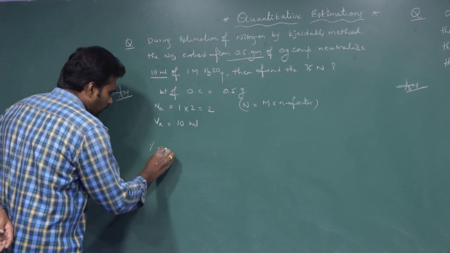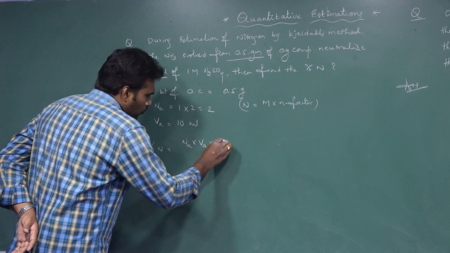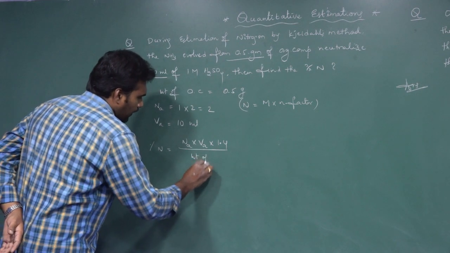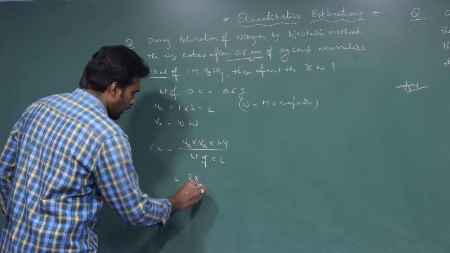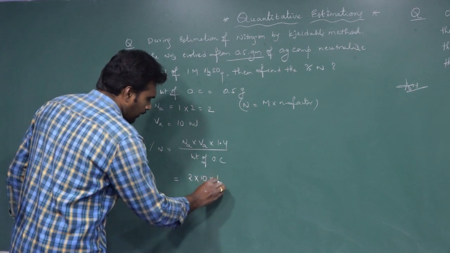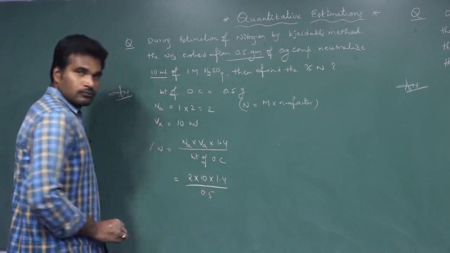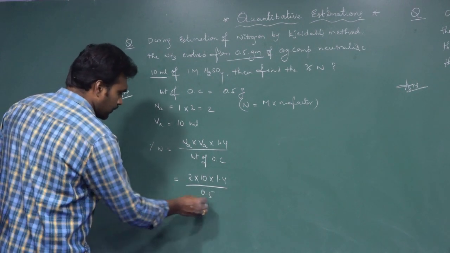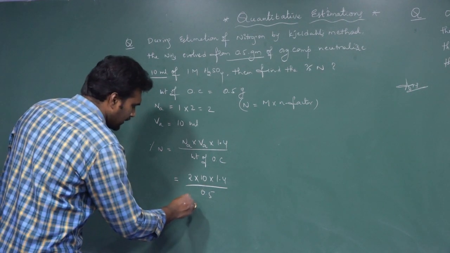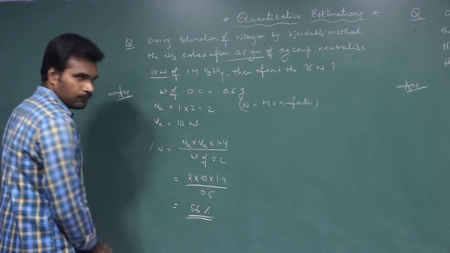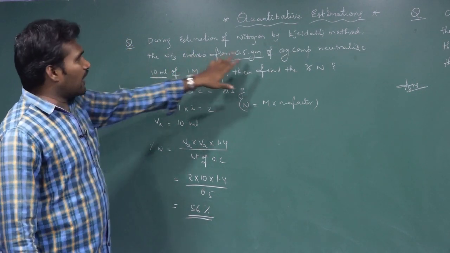Percent of nitrogen is equal to, I told you the formula, Na into Va into 1.4 by weight of organic compound. What is the Na value? 2, and Va value 10, into 1.4 by weight of organic compound 0.5. So 28 by 0.5, and nearly 56% will come.